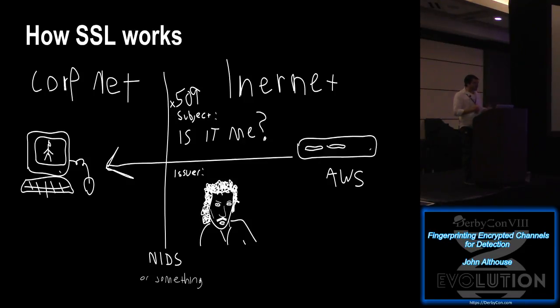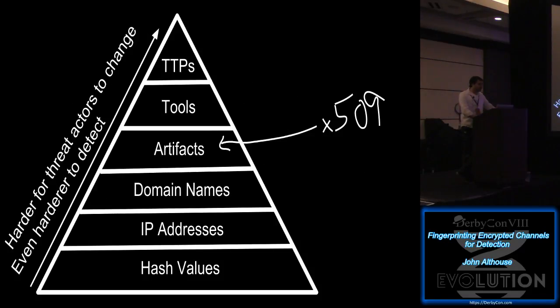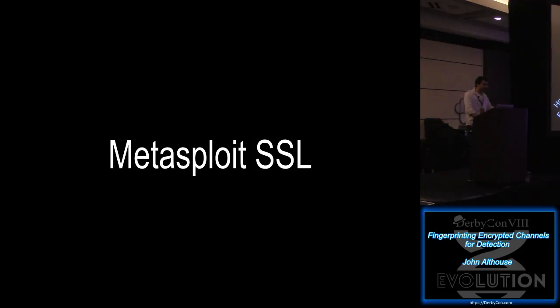Now, the X509 cert details can be used as artifacts for detection. So this is where X509 certificate details live in the pyramid of pain. The things at the top are harder for threat actors to change and even harder to detect. And the things at the bottom are easy to change and very easy to detect, right? So it's in the middle.